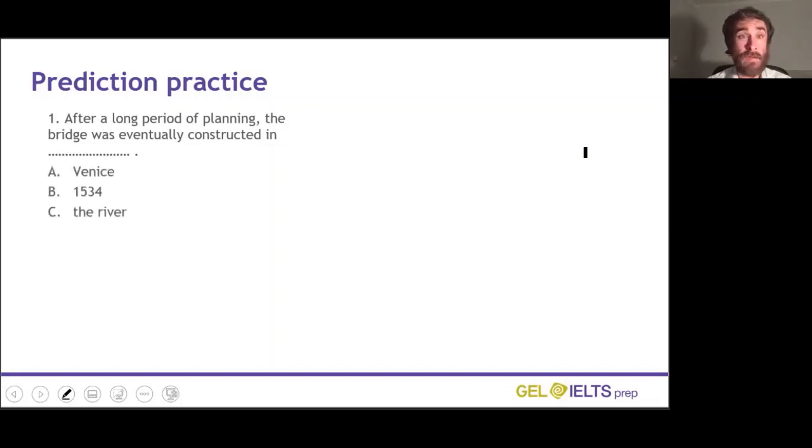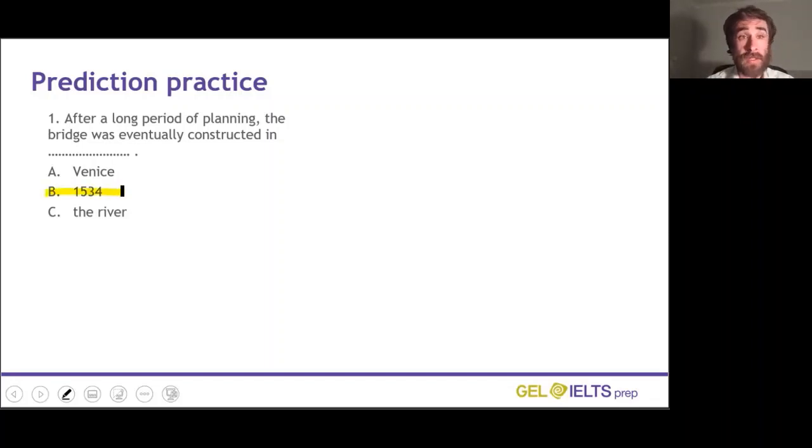Would it be A, Venice, B, 1534, or C, the river? Think about the context and the grammar and decide what is the most logical prediction for this gap. Look at the next question below this video and choose the correct option. The most logical prediction here would be 1534, the year.